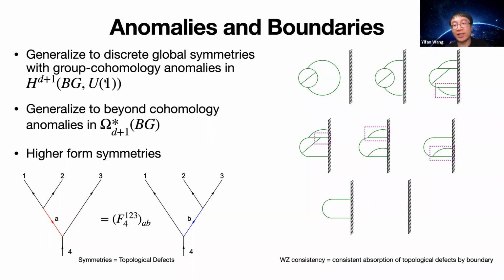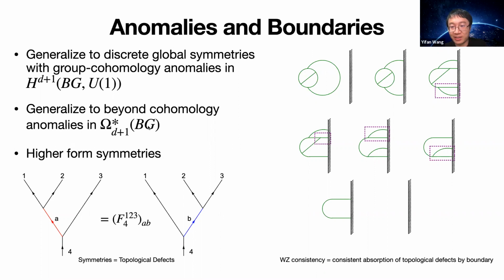So the usual case, for global symmetries, if the symmetry is discrete, the anomaly is classified by group cohomology. But if you consider mixed global symmetry gravitational anomalies, those are generally captured by certain generalized cohomology theory, sometimes known as bordism theory. So this is what I mean.